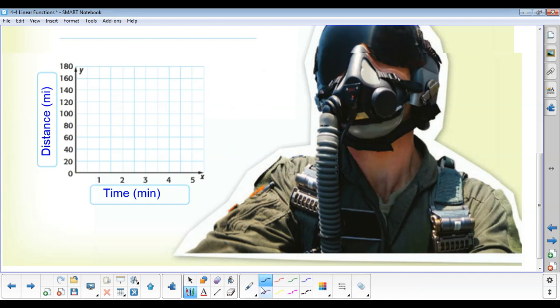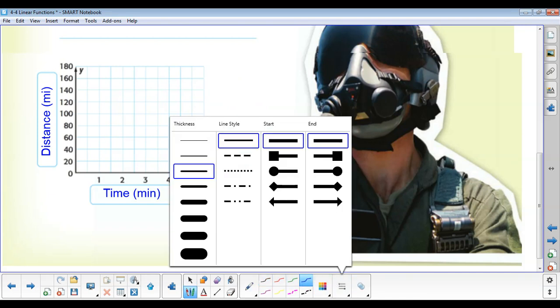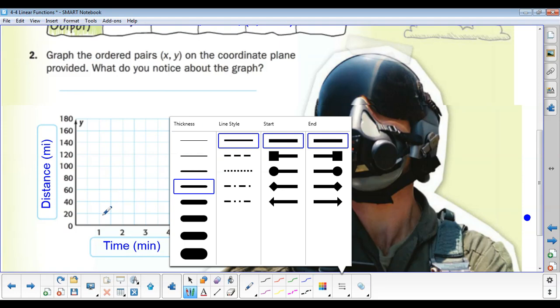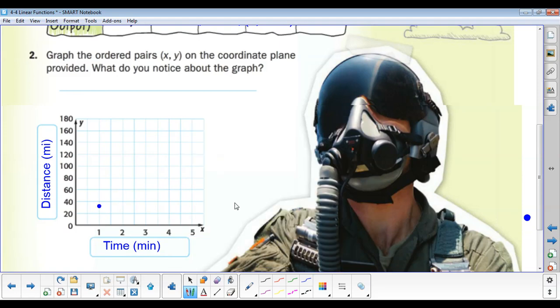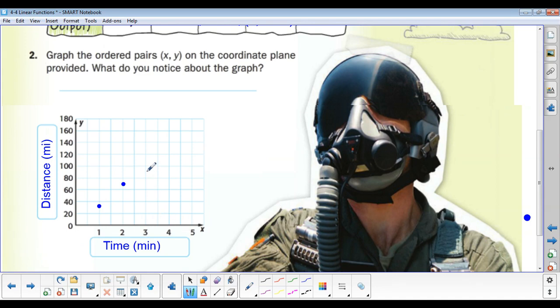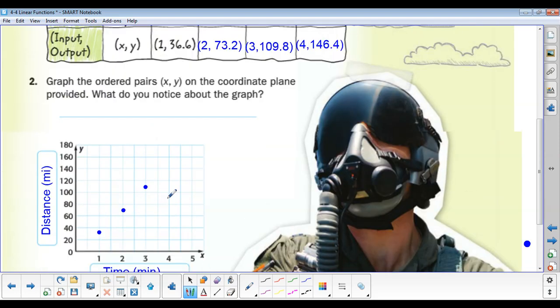All right, and now let's plot those points and see what we're looking at. We have 36.6. I'm going to put that about there. I might want to make my dot a little bit smaller. It doesn't take up my entire graph. We have 73.2, 109.8, and 146.4.